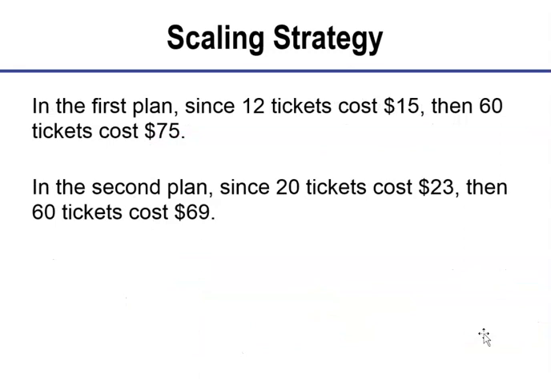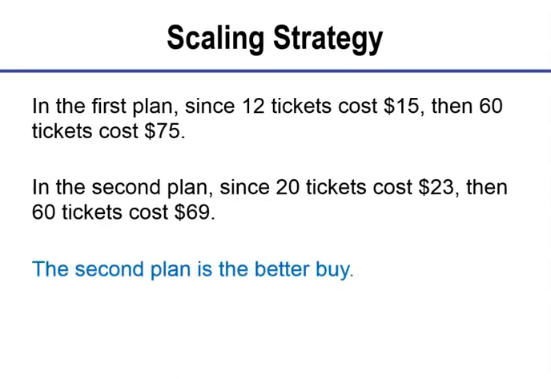So in the first plan, since 12 tickets cost $15, then 60 tickets cost $75. And in the second plan, since 20 tickets cost $23, then 60 tickets cost $69, just like we calculated. And so we see that the second plan is the better buy because it is $6 cheaper for 60 tickets, even though we don't plan to buy 60 tickets. That is the scaling strategy to solve this problem.